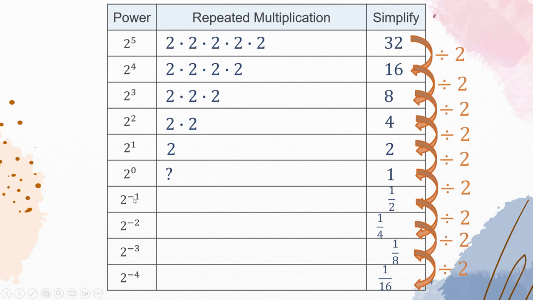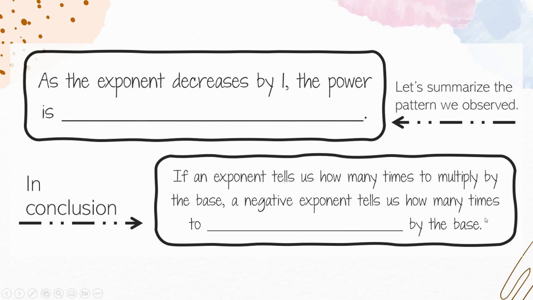And 2 to the negative 1 is the reciprocal of 2 to the positive 1. 2 to the negative 2 is the reciprocal of 2 to the positive 2. So if the exponent was positive 2, it's 4, but if it's negative 2, it's 1/4. So to summarize, as the exponent decreases by 1, the power is divided by 2.